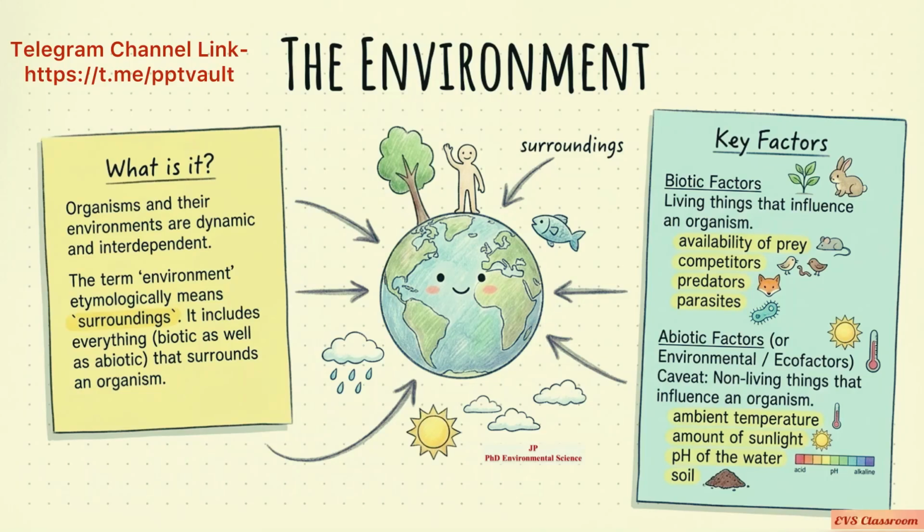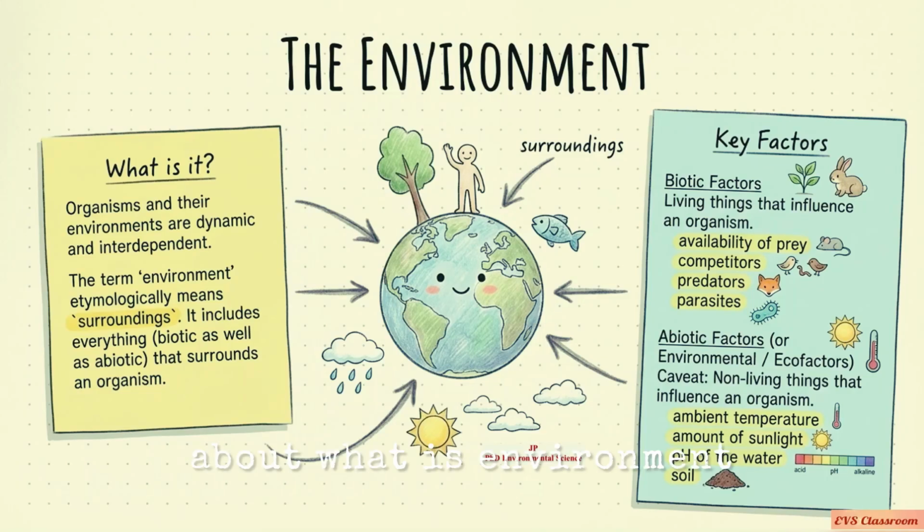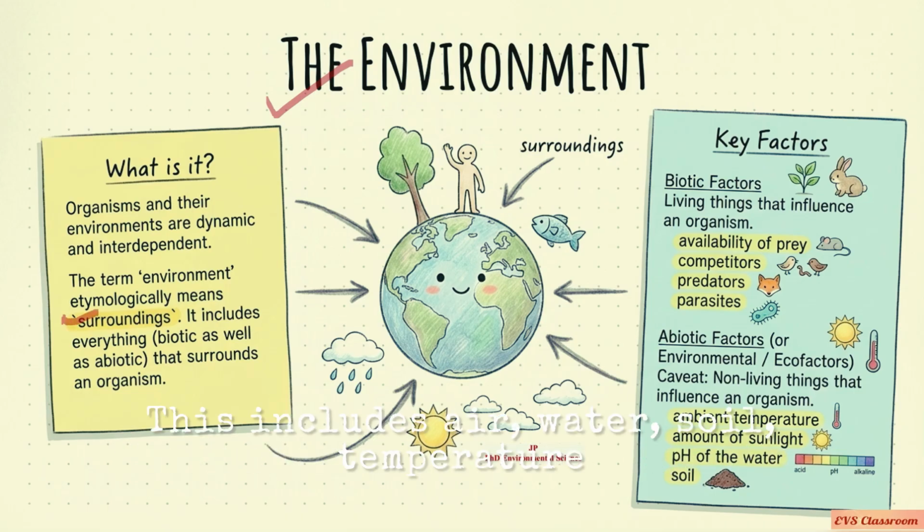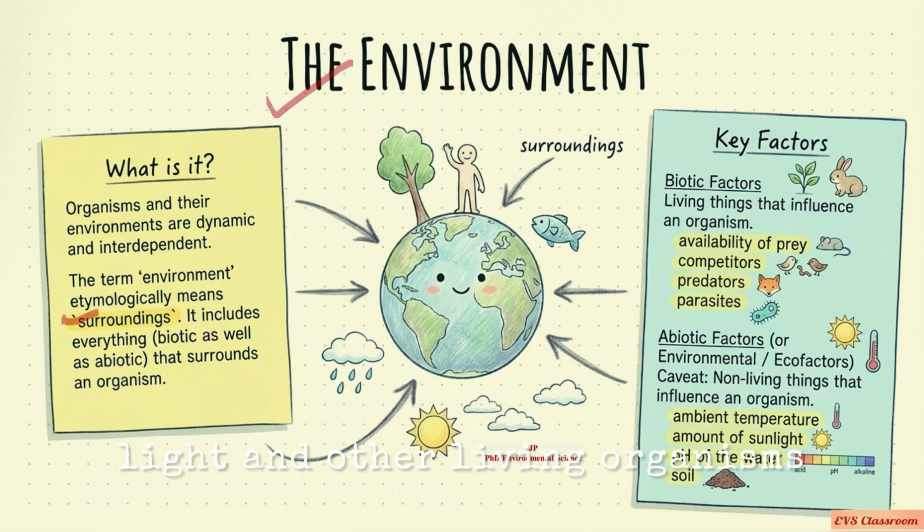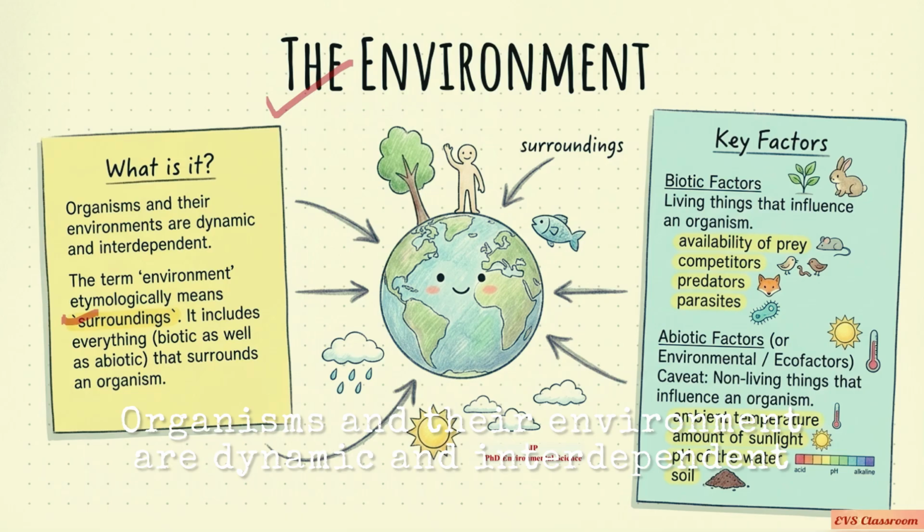Hello students, so today let's study what is environment, its various features and components. The word environment means everything that surrounds a living organism and affects its life. This includes air, water, soil, temperature, light, and other living organisms. Organisms and their environment are dynamic and interdependent.